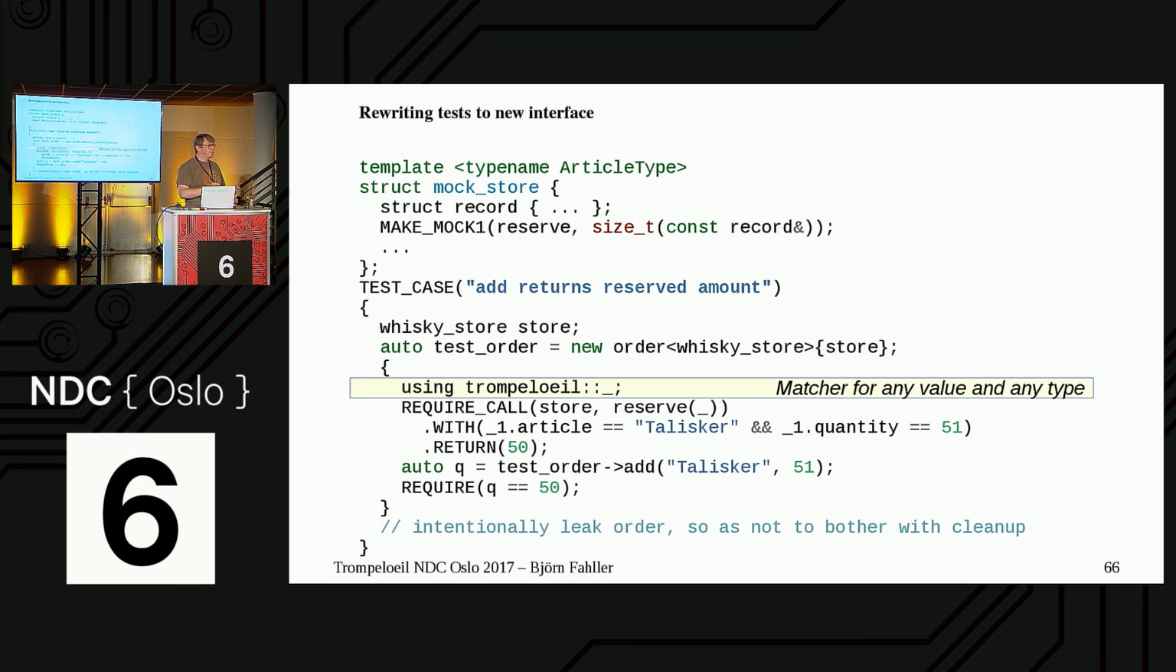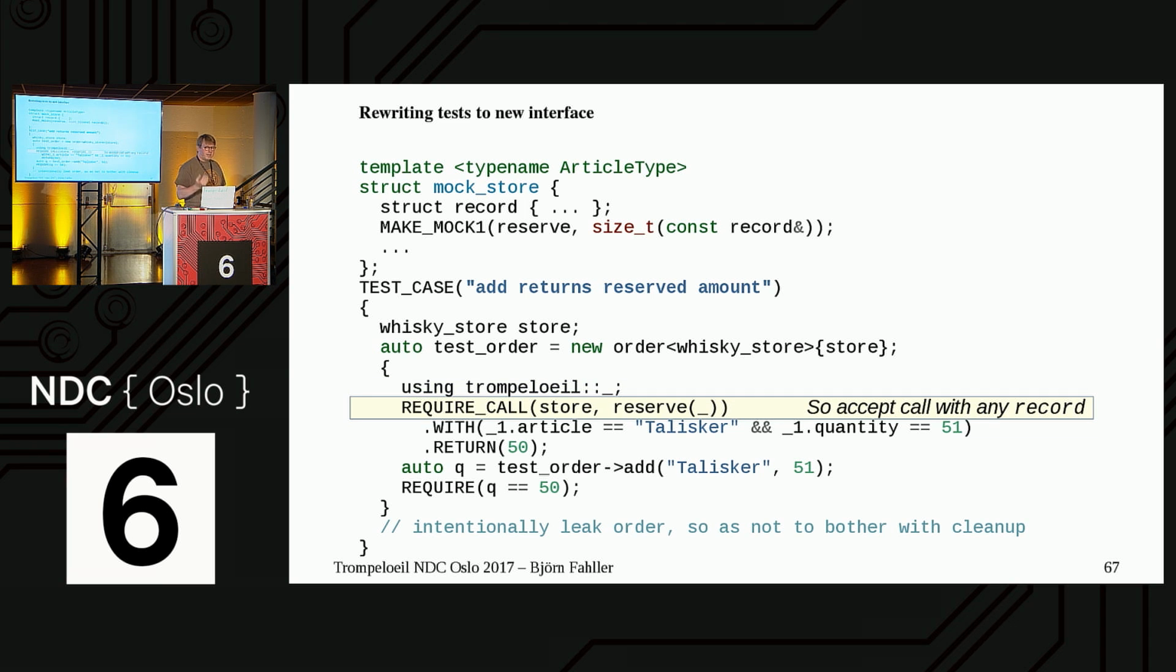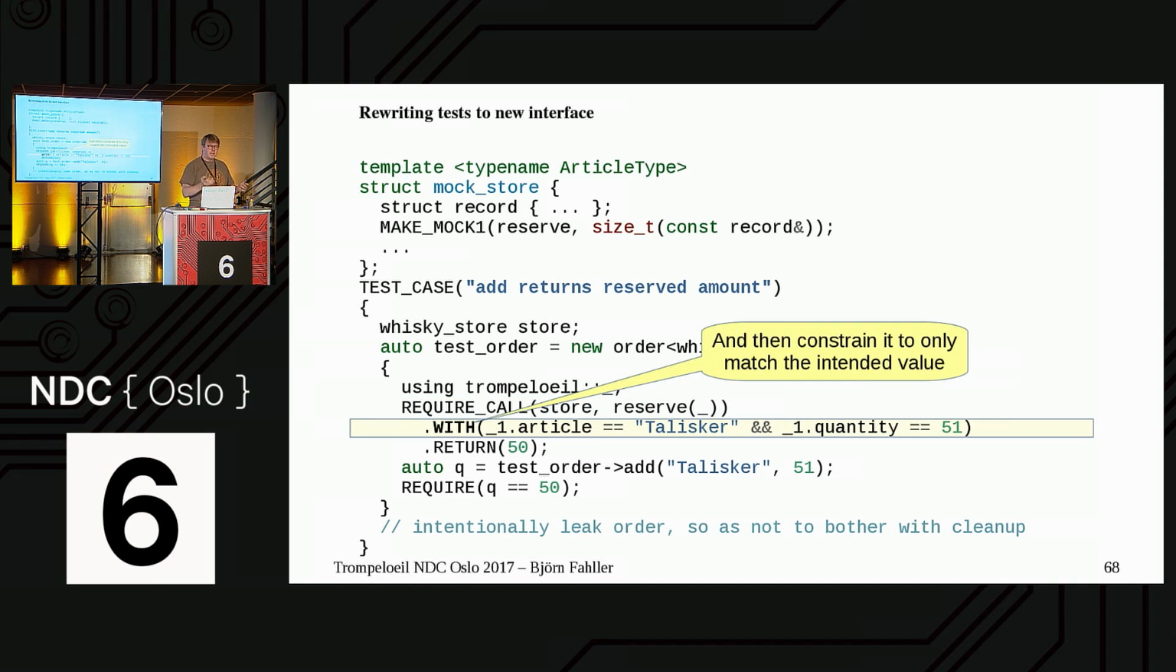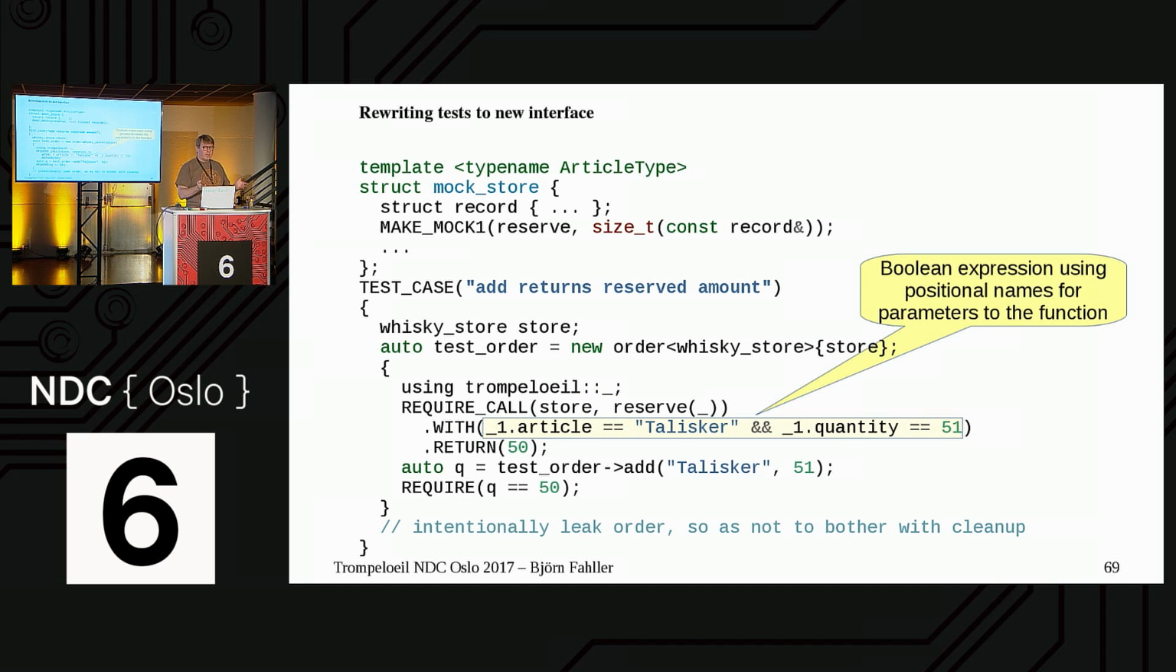In namespace Trompeloeil, there is the underscore. It's a matcher for any value of any type. So you could use this for a unique pointer or value reference or whatever. Works fine. So we place a requirement that reserve is called with anything, which is not really very useful. But then we can constrain it and say with. I guess that should really have been when, but well, made a mistake. And then we have a Boolean expression that describes the constraint.